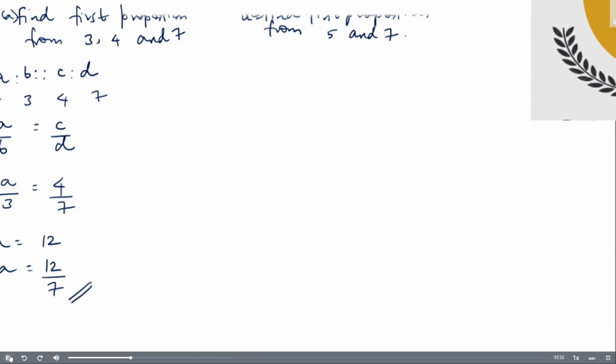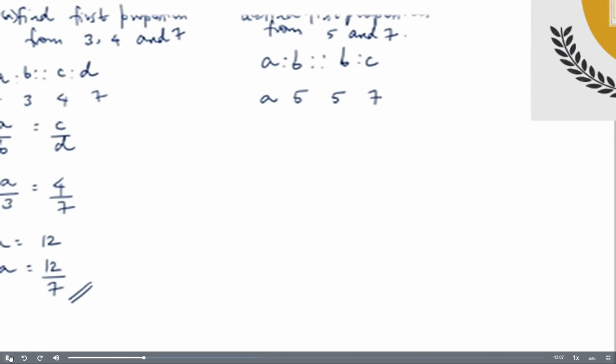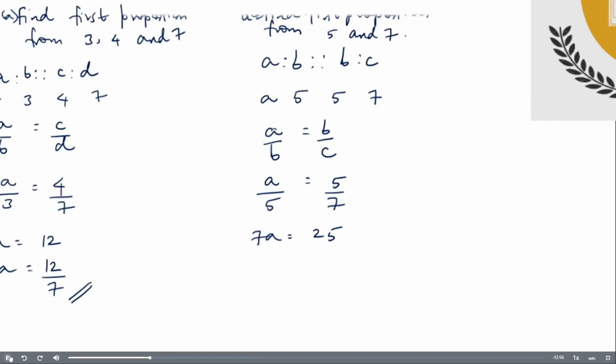Let's do the second question here. When they are giving you two terms, you have to pull out one more term. So that means three terms are there. This is a case of A is to B proportion, B is to C. You're asked to find out A. 5 is the second one, and the same 5 is the third one also, and 7 is the fourth term. So A by B is equal to B by C. A by 5 is equal to 5 by 7. 7A is equal to 25. A is equal to 25 by 7.